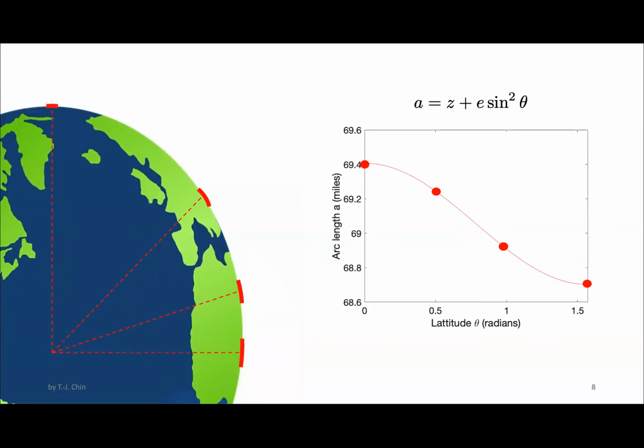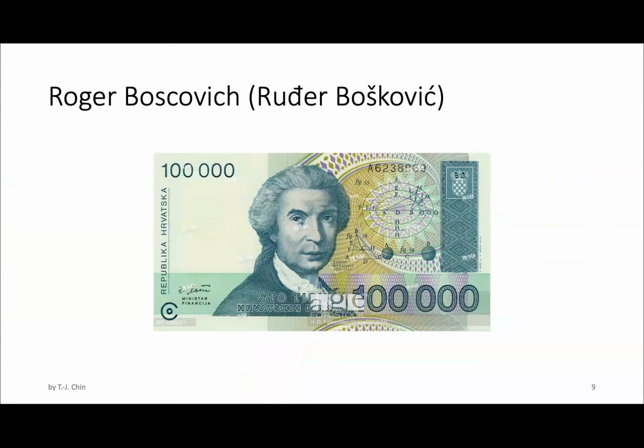A horizontal line, straight line, right? So that's one way to find out. Someone was trying to find out in 1755. His name is Roger Boskovic. He comes from present-day Croatia.